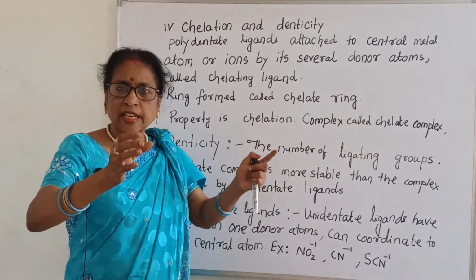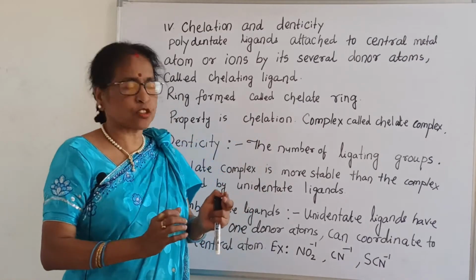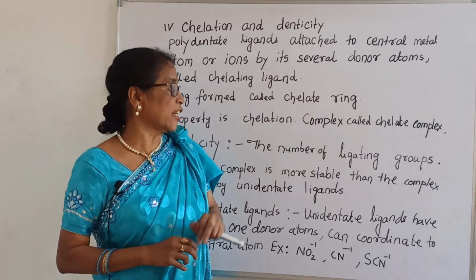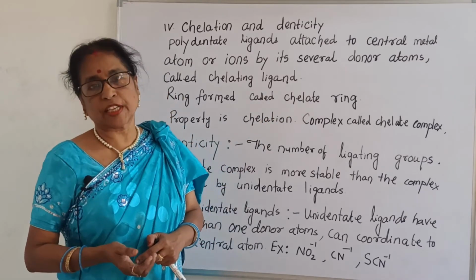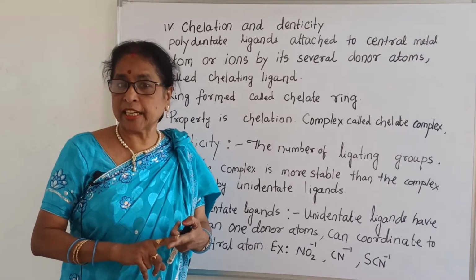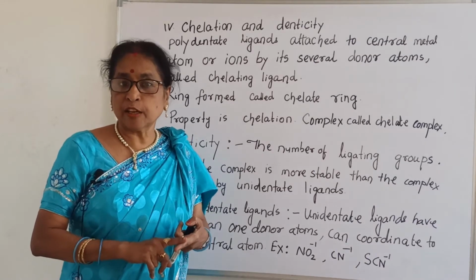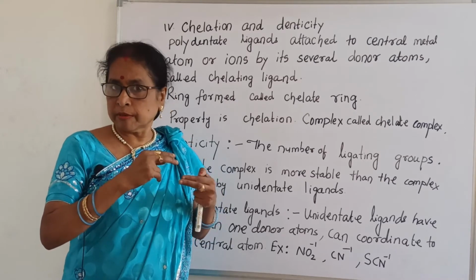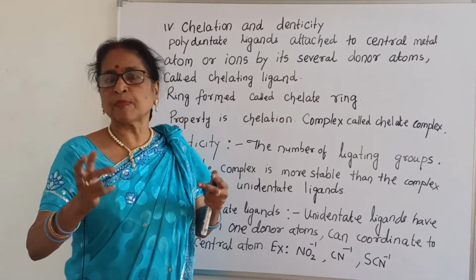That means it forms a claw-like structure, that is, a ring-like structure, and the ring which is formed is called a chelate ring, and the complex which is formed is called a chelate complex. Are you clear? A chelate complex is formed with the help of a chelate ligand. Chelate ligand means polydentate ligand. Polydentate ligand means didentate or more than that.